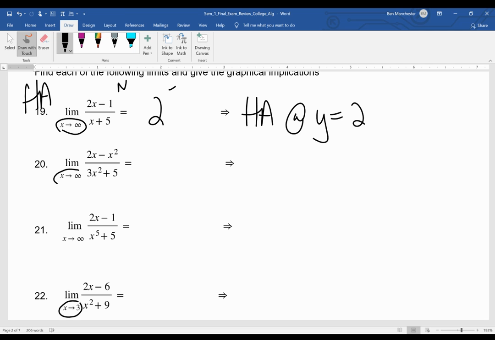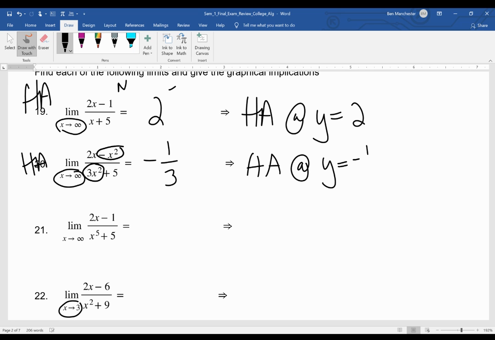So here, once again, we have a limit to infinity. We're looking for a horizontal asymptote. So we look at the highest power: x squared and x squared. So once again, this is a neutral one. So negative 1/3 is going to be the answer. That's the limit, which means graphically speaking, this is a horizontal asymptote at y equals negative 1/3.